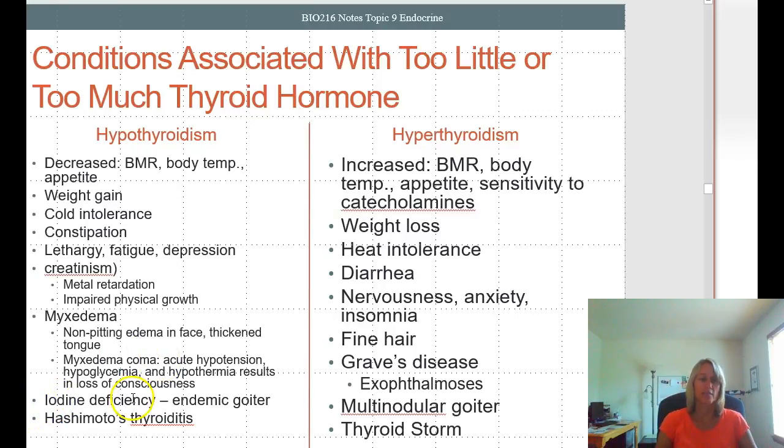Iodine deficiency as a cause of endemic goiter, and Hashimoto's thyroiditis as the main cause of hypothyroidism. And then in hyperthyroidism, we have Graves' disease, and that can cause the exophthalmos. Okay, that's the protruding eyeballs. It can also be caused by the multinodular goiter, and then also we can have a thyroid storm. That's the severe acute onset of hyperthyroidism.